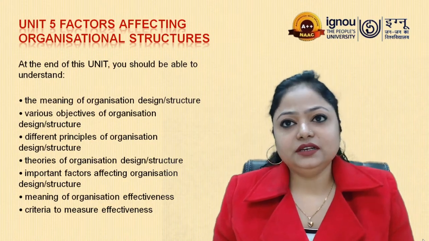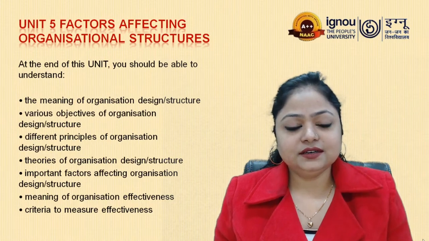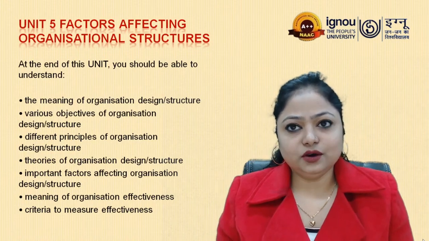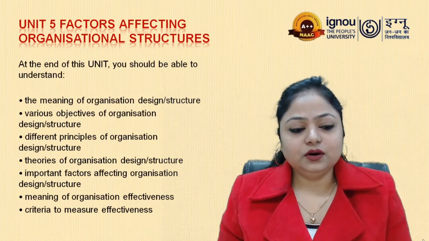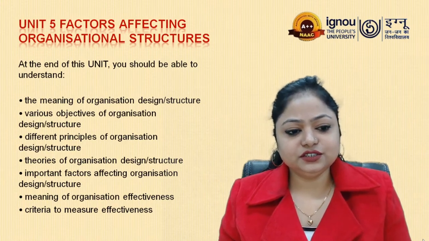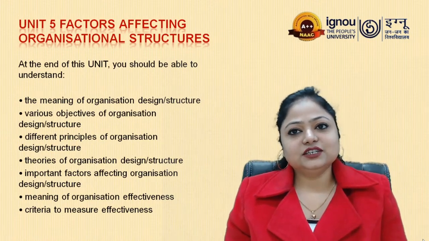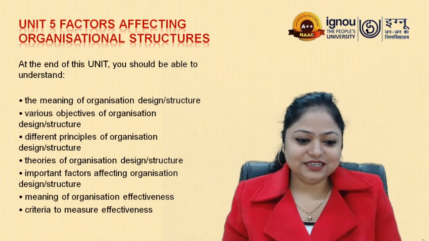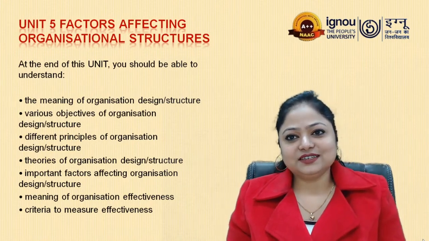at the end of this unit, you should be able to understand the meaning of organization and its design and structure, then various objectives of the organization and its design, the different principles of organizational design and structure, theories of organizational design structure, important factors that affect organizational design and structure, and meaning of organizational effectiveness. What are the criteria to measure the organizational effectiveness?